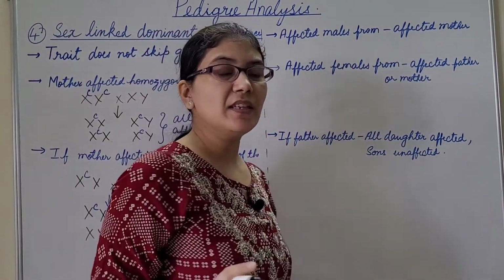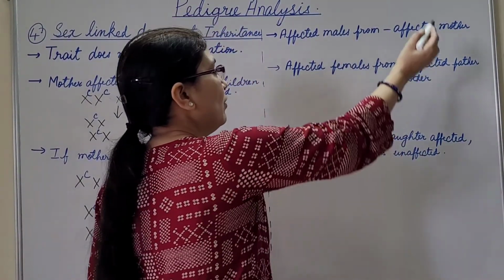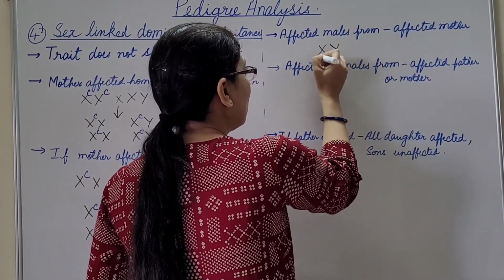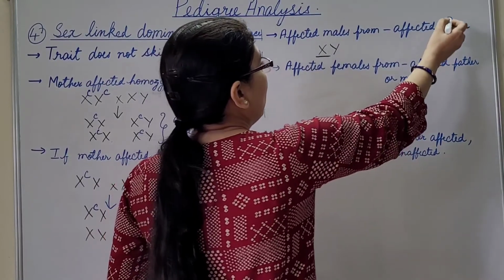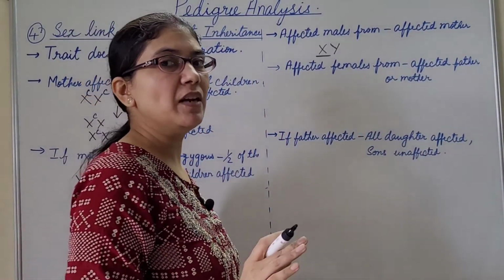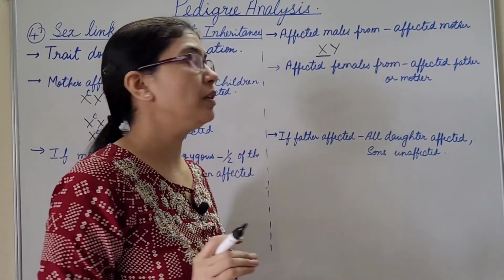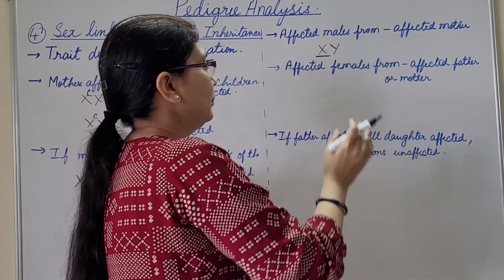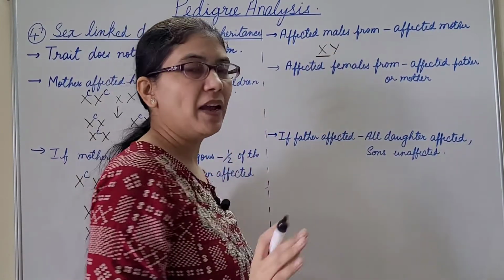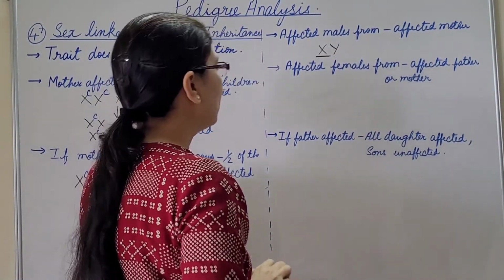Male or the son is affected if the mother is affected, because male has one X chromosome and one Y chromosome, and this X chromosome is received from mother. Hence, if the mother has the X chromosome having the dominant allele, then male or the son receives this X chromosome and hence the male is affected.